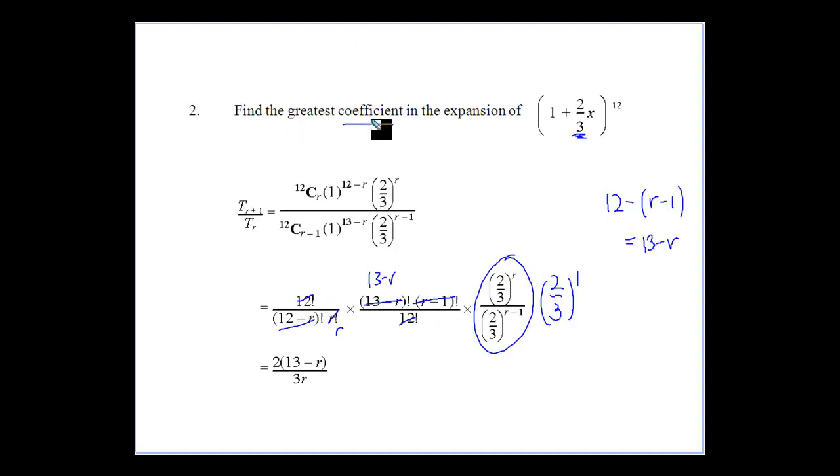Let's have a look at the next one. Greatest coefficient of this one. Now, this one, not too bad. It's got a 1 there. 2/3 is going to be a little bit of a hassle. So what do our expressions look like?